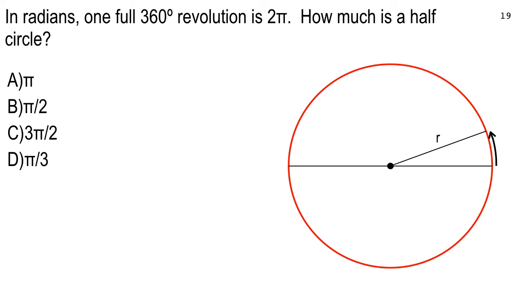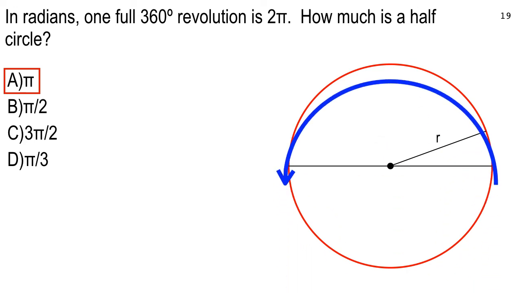10, 9, 8, 7, 6, 5, 4, 3, 2, 1, 0. Okay, let's see what you guys have got. Oh my goodness, it looks like you guys are geniuses. Very good. All right, so half a circle is 180 degrees, pi radians.